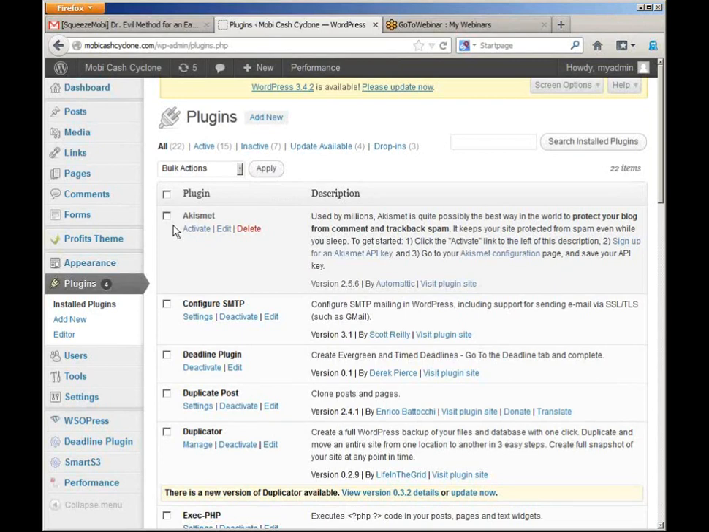Drum roll, please. So we're going to go into one of our sites, MobiCache Cyclone. It's going to be a product we're going to be releasing soon. And we just installed this plugin, and it was very easy. So we go under plugins right here. Can everybody see my screen? Great.